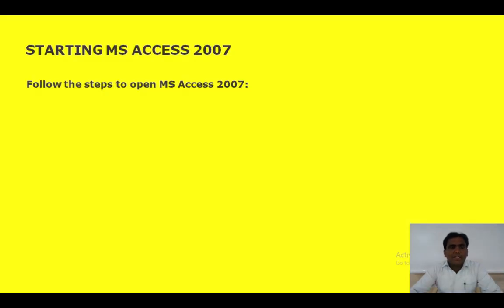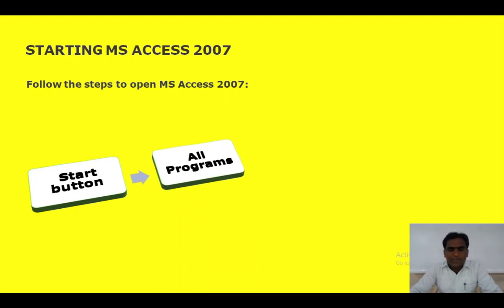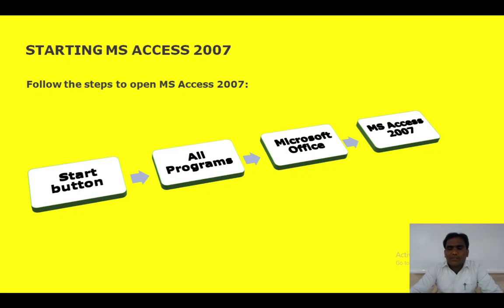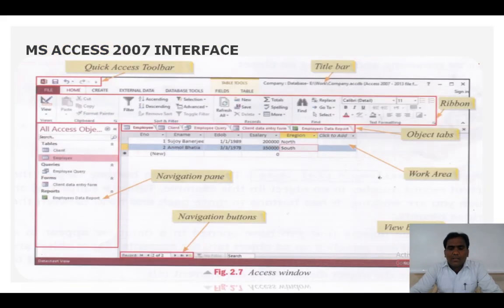The next concept is starting MS Access 2007. That means how do you open MS Access? Follow the steps to open MS Access 2007. First you click on start button, you will get another option called as all programs. If you click on all programs, you will get one more option called as Microsoft Office. If you click on Microsoft Office, you will get another option called as MS Access 2007. If you click on MS Access 2007, you will get a window like this. This will be called as Access Interface. This we will see practically.